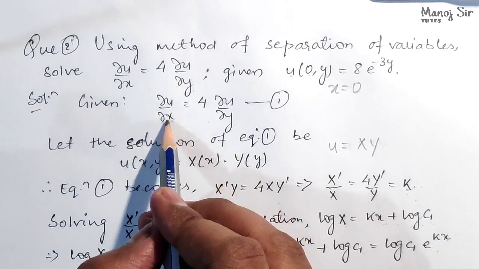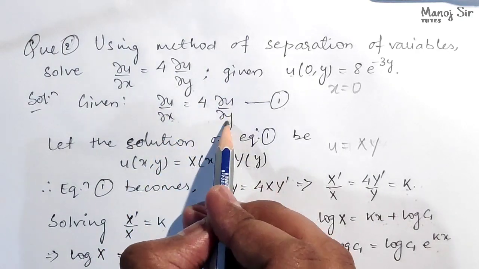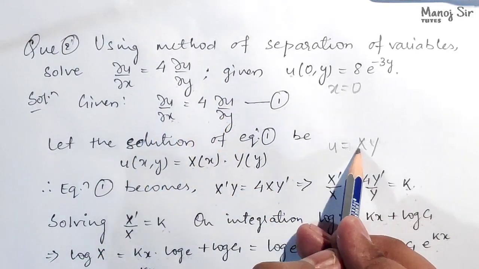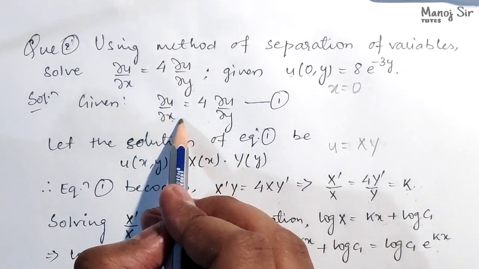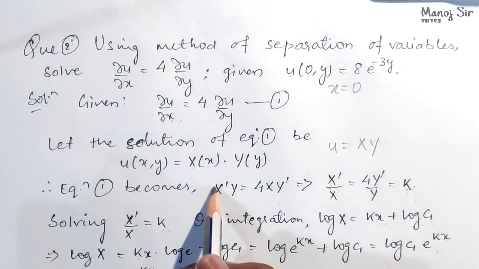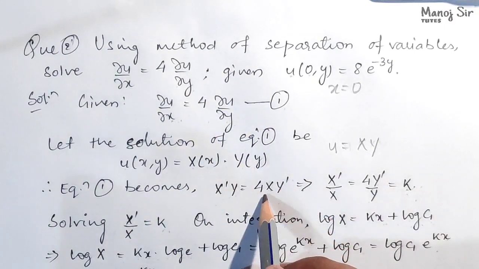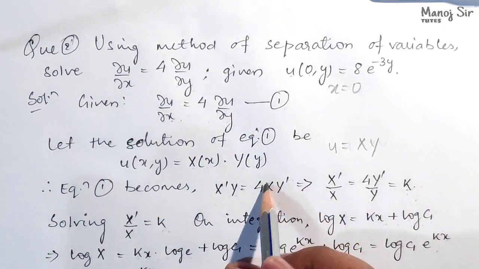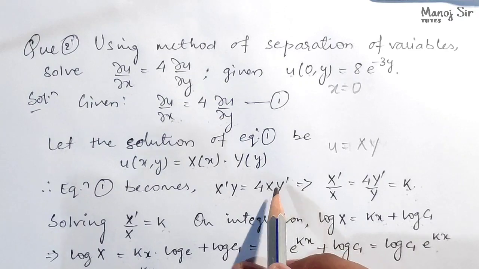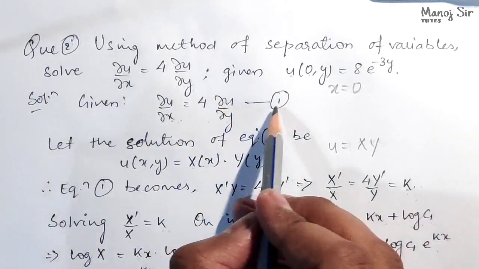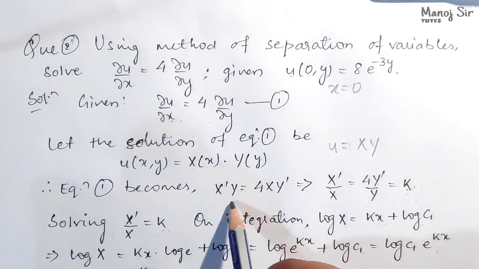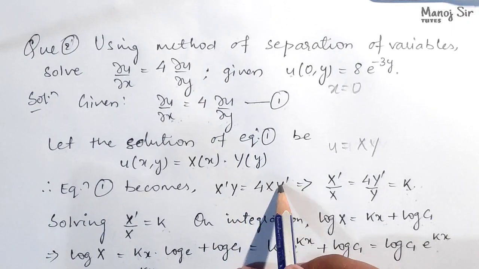Here we have del u upon del x equals 4 times del u upon del y. With u equals X into Y, del u upon del x is X dash into Y. Similarly, del u upon del y is X into Y dash. So equation 1 becomes X dash Y equals 4 times X Y dash.